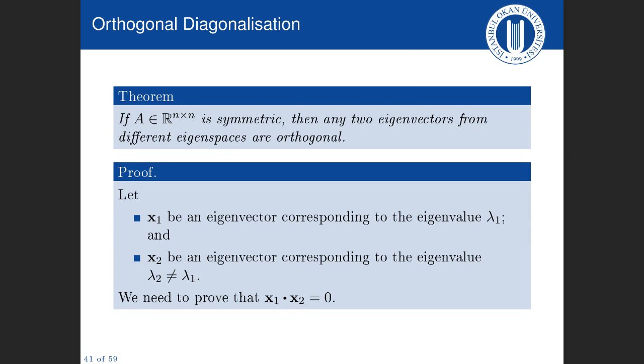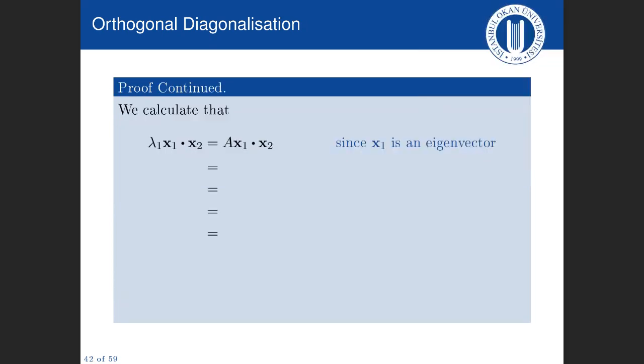So we want x1 to be an eigenvector corresponding to eigenvalue lambda 1. We want x2 to be an eigenvector corresponding to eigenvalue lambda 2. And we want these to be different eigenvalues. And then to prove this theorem, we need to prove that these two eigenvectors are orthogonal. We need to prove that the dot product of x1 and x2 is equal to the number 0. And I'm going to do that like this.